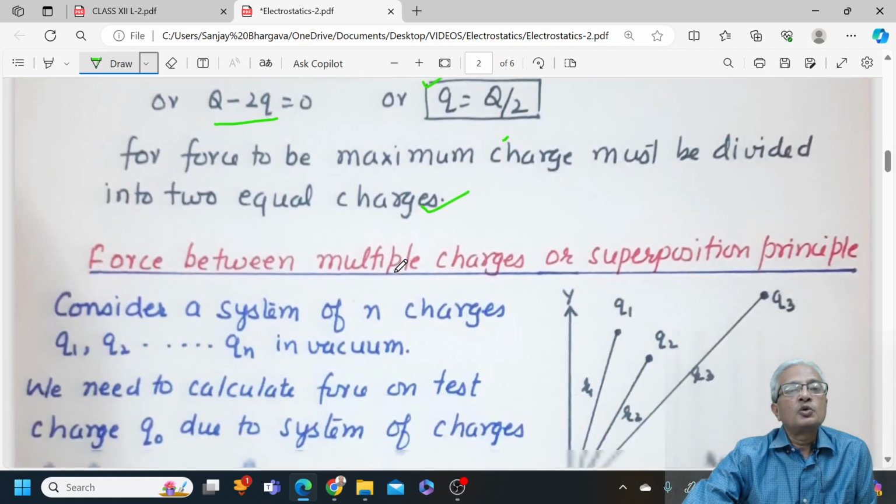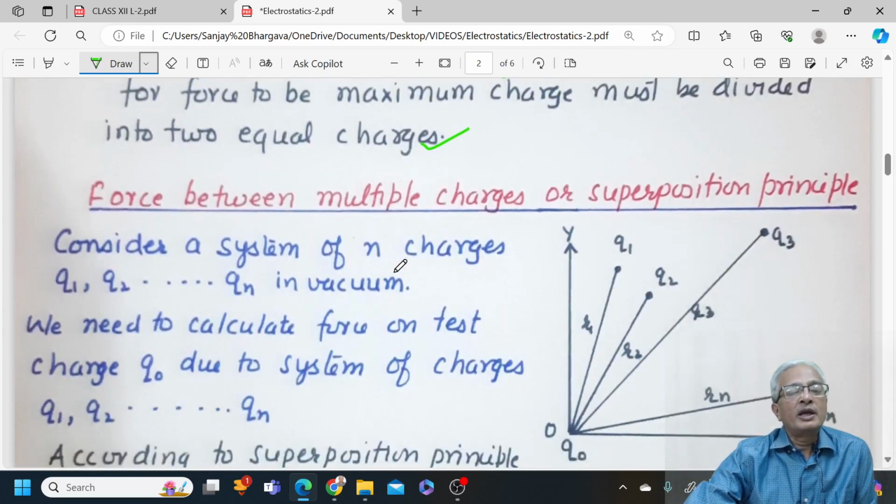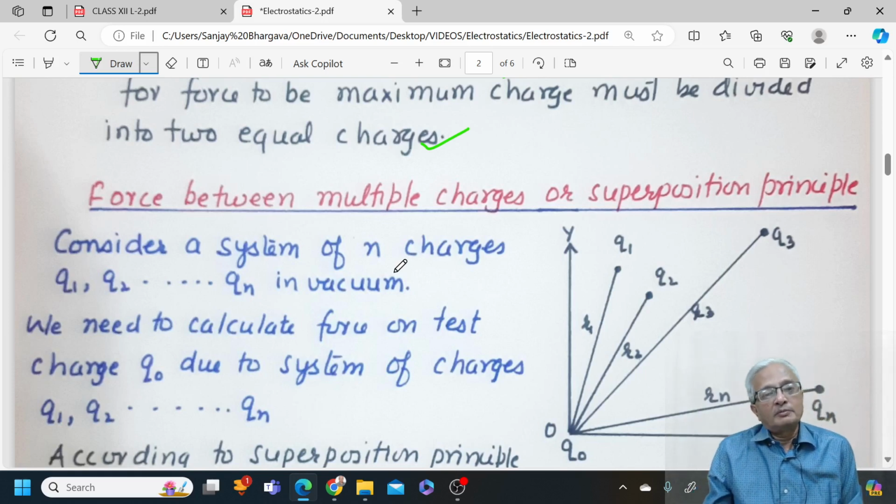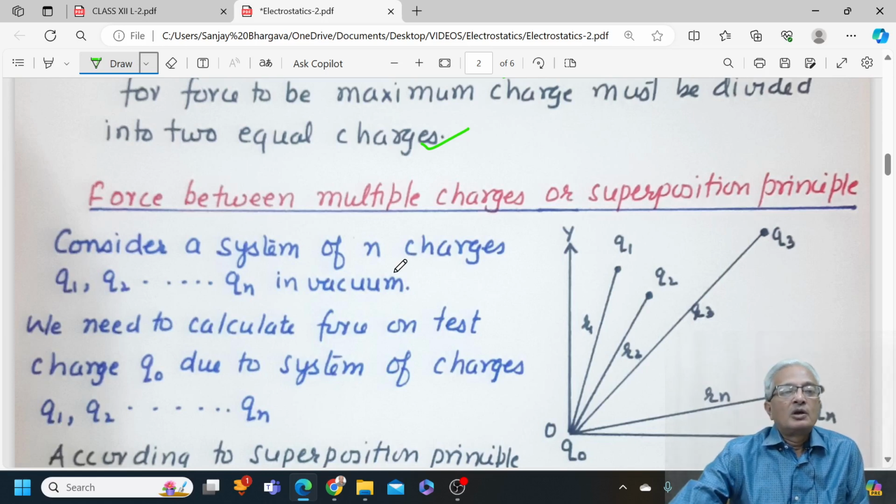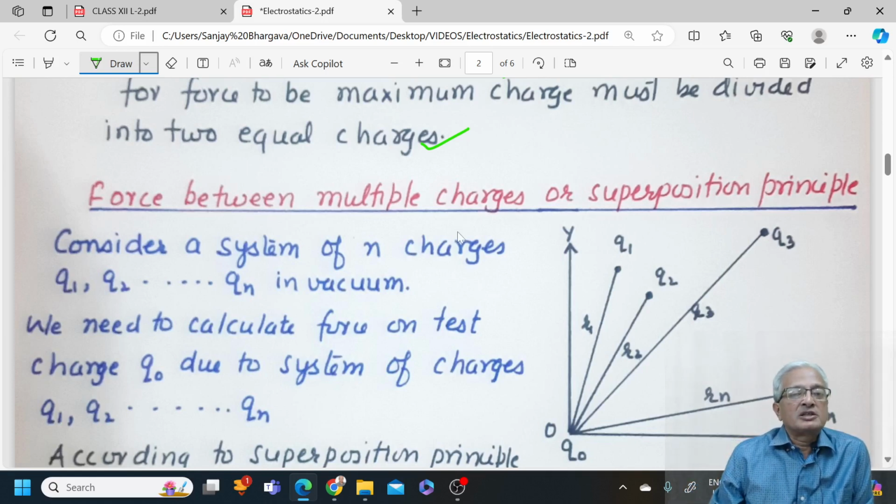What was the utility of Coulomb's law? It was able to calculate force between two stationary point charges. Now what happens when we have multiple charges? We can have a system of charges ranging from Q1, Q2 to Qn. Then we need to calculate what would be the force on a given charge. Now we consider a system of n charges: Q1, Q2, Q3 and Qn. The distance of Q1 from the origin is r1, Q2 from the origin say distance r2, and for the nth charge the distance is rn.